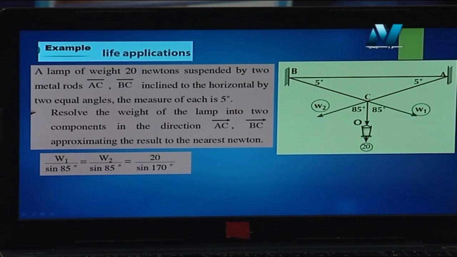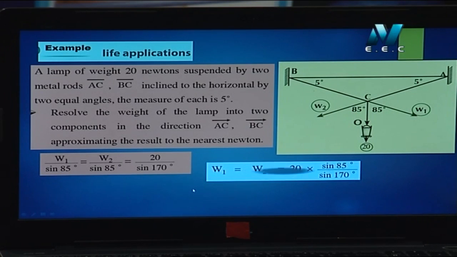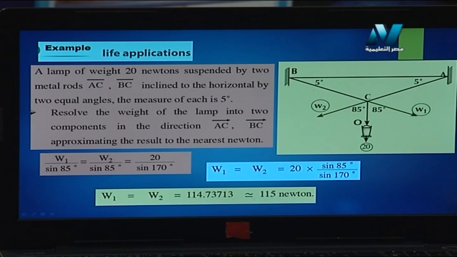20 over the sine of the sum of 85 plus 85, which equals 170. W1 equals W2 because they have the same denominator, all of them divided by sine 85, so they are equal in magnitude, equal to 20 multiplied by sine 85 over sine 170 degrees. The answer will be 114.73713, approximately equal to 115 newtons.